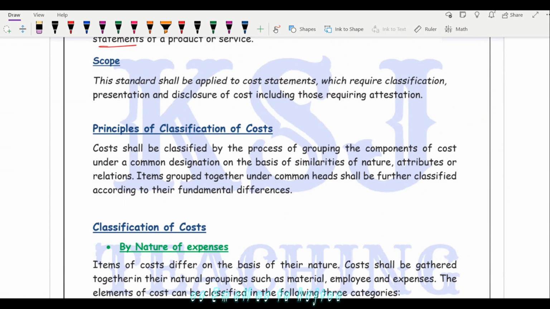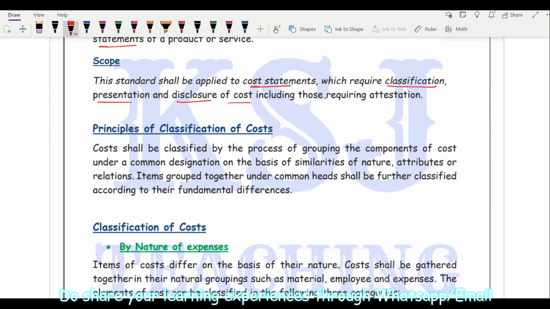The scope, this standard shall be applied to the cost statements which require the classification, presentation and disclosure of cost, including those requiring the attestation. So this is applicable for all those cost statements where we are required to show the cost properly under the various headings.